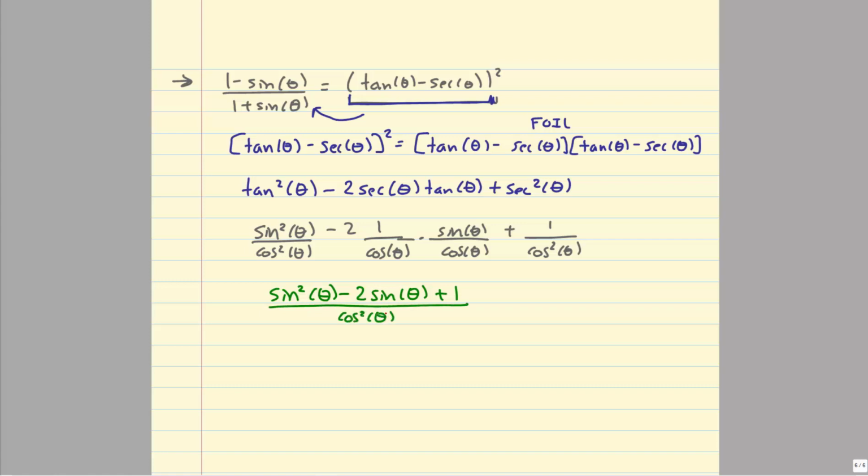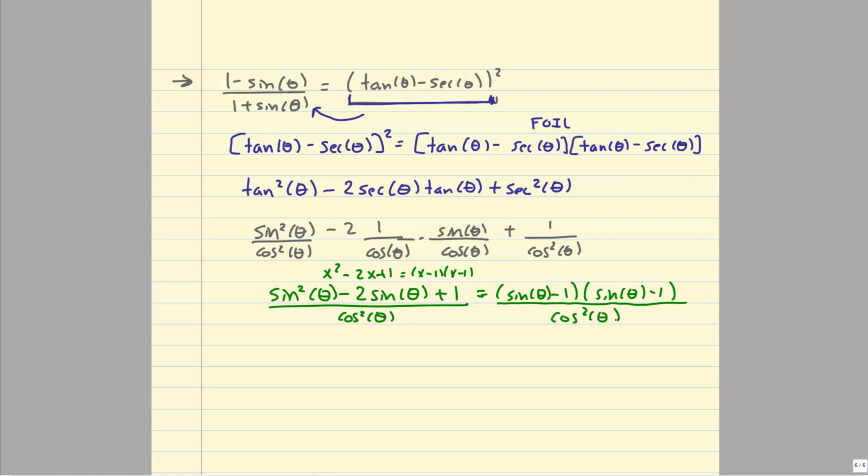That would be sine squared of theta minus 2 sine of theta plus 1, all over cosine squared of theta. Now this sine squared theta minus 2 sine theta plus 1 might not look familiar, but it is similar to, let's say, x squared minus 2x plus 1. And that factors into x minus 1 times x minus 1. So that means this numerator factors into sine theta minus 1 times sine theta minus 1. And again, your algebra skills are getting a huge workout here. You have to be able to remember to factor, and recognize it in a little bit different form.